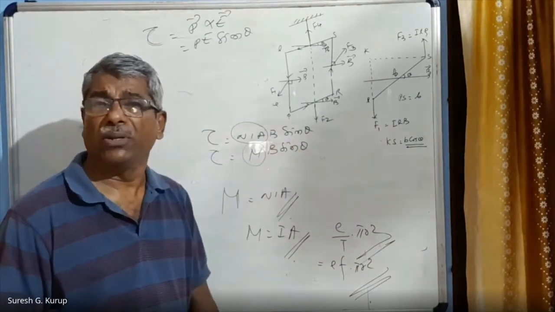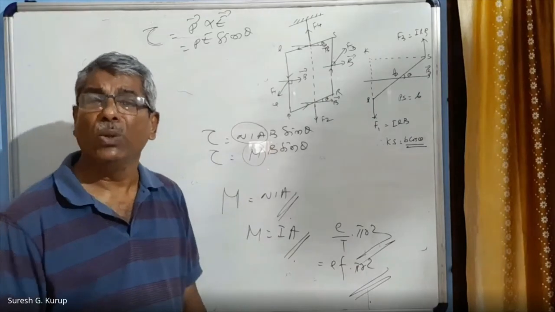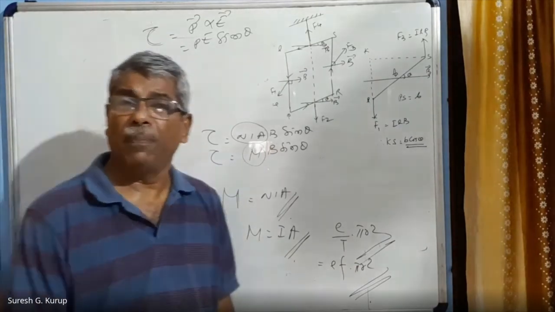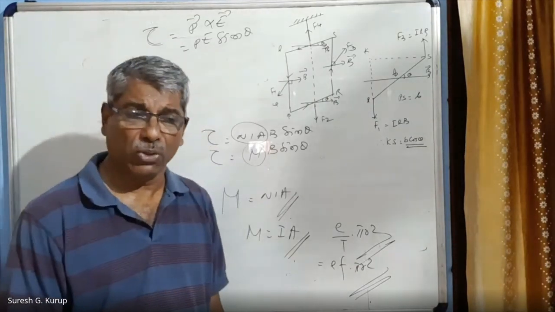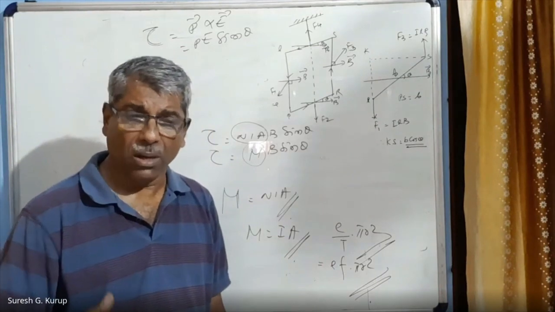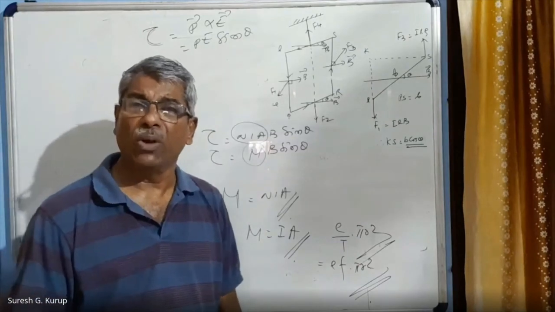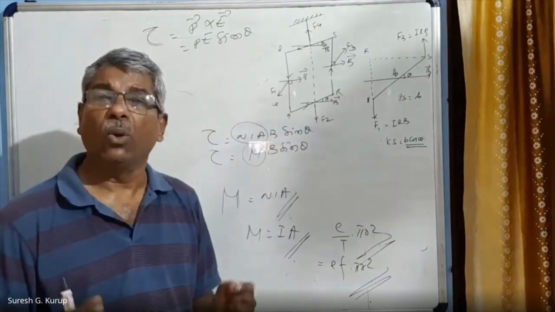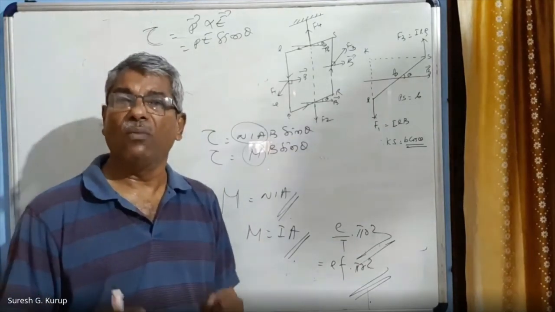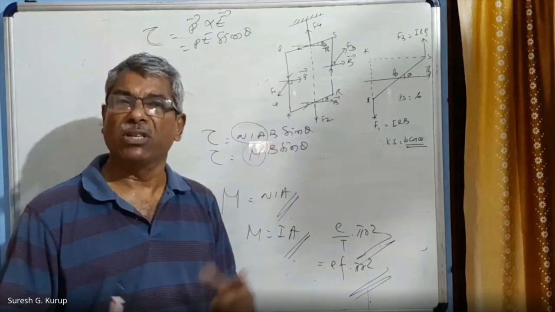Everything explained. Tomorrow we will come with another new topic, I suppose, MCG. MCG means moving coil galvanometer. The moving coil galvanometer also works on the principle of torque acting on a current carrying coil when placed in a magnetic field. That we will do tomorrow.